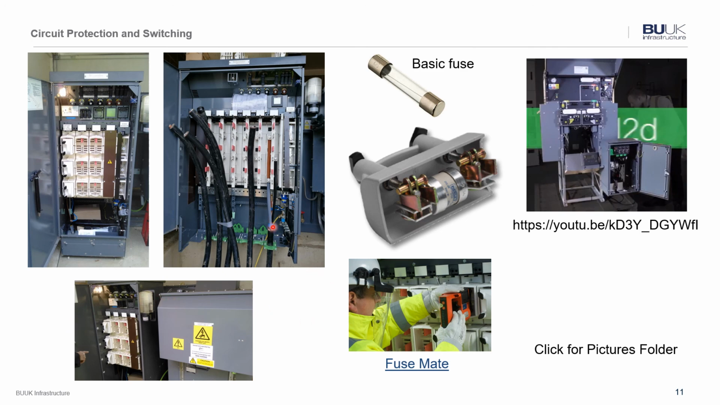When they're testing, so if we've got a fault on the network, what the fault teams can do is use this thing called a fuse mate, which replicates this but enables it to be reconnected in a much more controlled way. I'll send you the links through so you can have a look at what a fuse mate is. So that gives you a bit of an overview of the network.